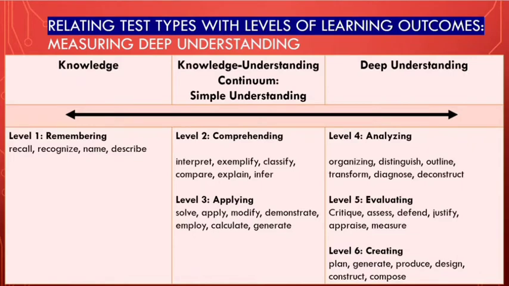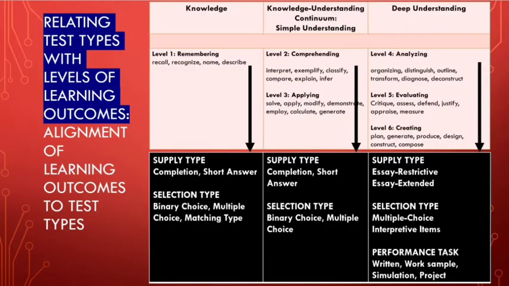Now, still on the same subtopic, relating test types with levels of learning outcomes, the alignment of learning outcomes to test types, we have here another table. The table illustrates the relationship between learning outcomes. On top you would see the previously shown table about the levels of knowledge, and of course the classification under knowledge, knowledge understanding continuum, and deep understanding, with the first three referring to LOTS and the other three referring to HOTS. So this table illustrates the relationship between learning outcomes and test types.